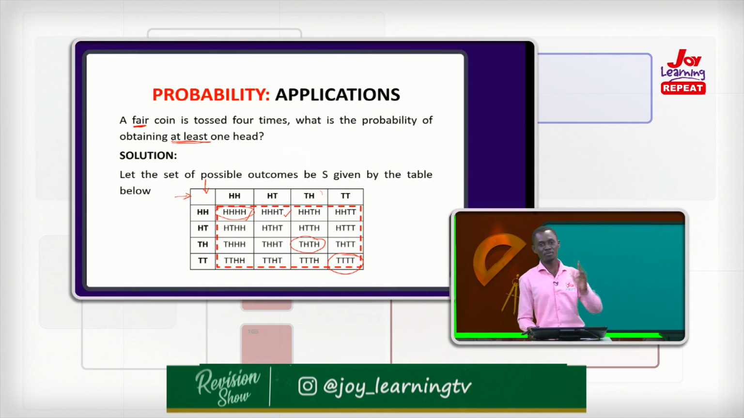All right. I seem to have lost Wisdom. But the point is made that what we are looking for is the probability of picking at least one head. So one head or more. If there are 16 possibilities, as we can see on the screen, and 15 of them have one head or more, what would be the probability of having at least one head?